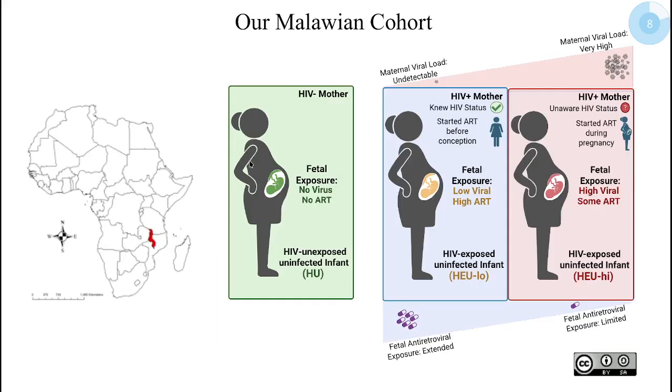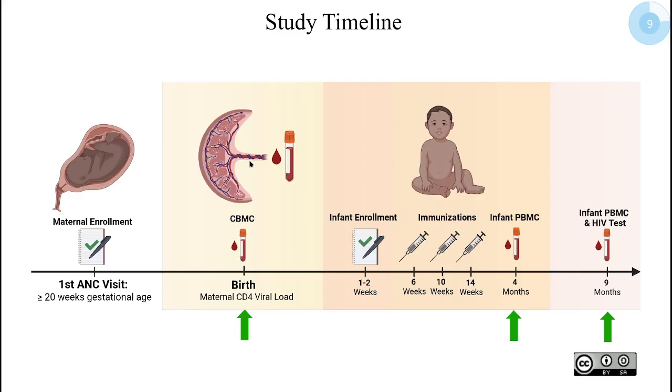So, working with our collaborators out of Malawi, which is in southern Africa, we've been following a cohort of these infants and their mothers, including moms who knew their HIV status before pregnancy, had been on ART throughout, and therefore had pretty close to undetectable viral loads throughout the pregnancy, as well as moms who only found out their HIV status during that first antenatal care visit, at which point half of the pregnancy the infant would have been exposed to high viral loads and increasing amounts of ART throughout the second half of the pregnancy. And then for our study timeline, we collected cord blood as well as 4-month and 9-month peripheral blood draws to be able to monitor how the immune system changed over time in response to the childhood immunizations.